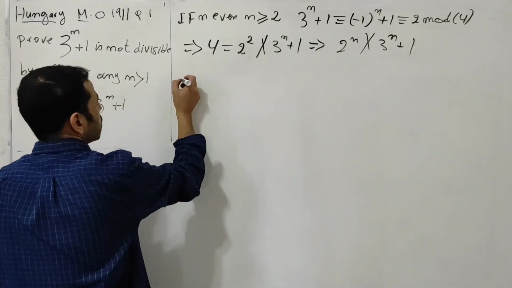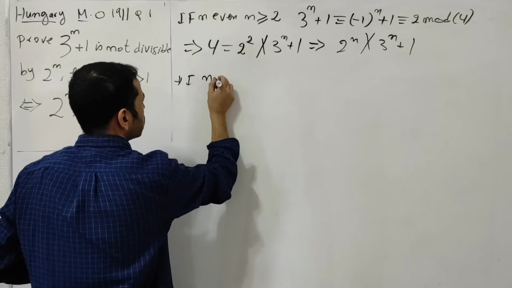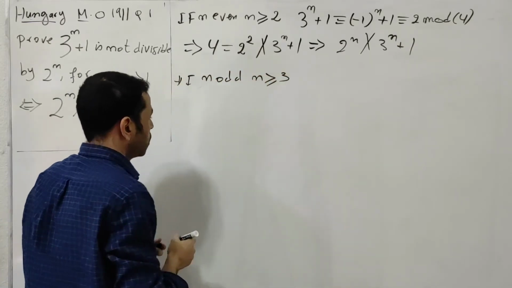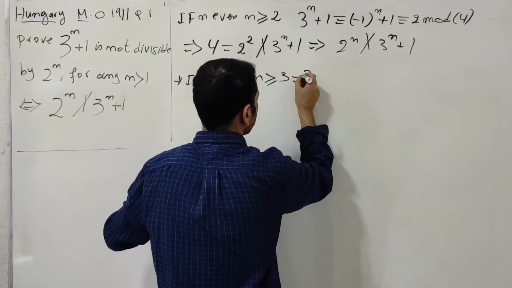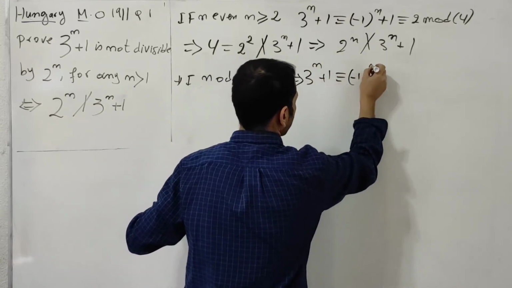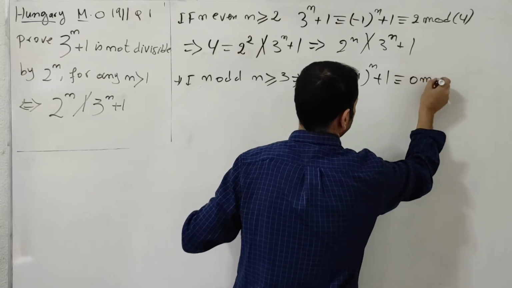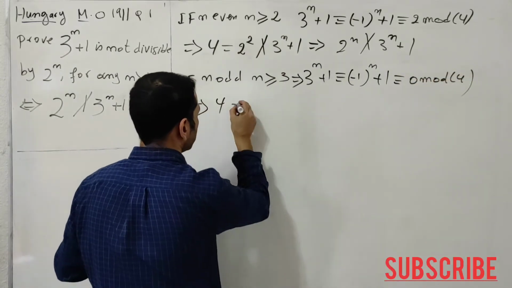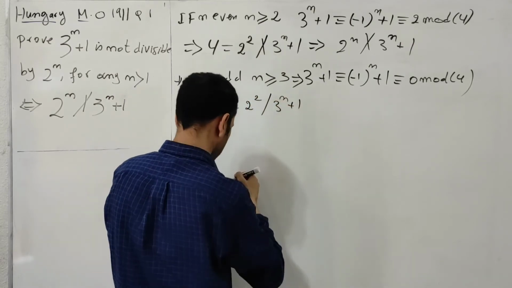So let's go to the next case. If n is odd, that means n is greater than or equal to 3. Now if n is odd, 3 to the n plus 1 is congruent to minus 1 to the n plus 1 equals 0 mod 4, okay. This one is telling us 4 equals 2 to the 2 divides 3 to the n plus 1, okay.